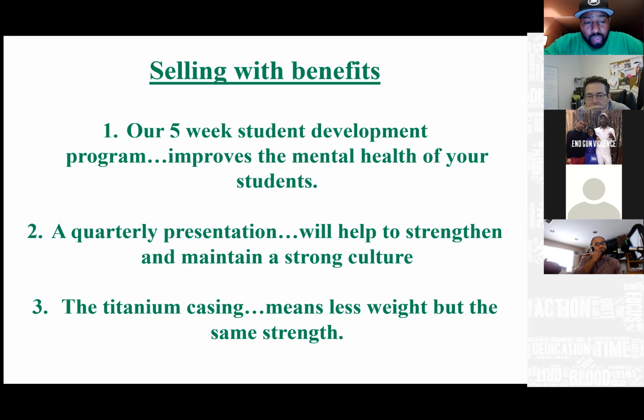So the last one is a titanium casing means less weight, but the same strength. So the feature, the titanium casing, the benefit, less weight, but the same strength. So somebody who's worried about keeping the weight down so they can keep speed or so they can fly higher, whatever it is, but they still have the same strength, you just got their attention, right? So you always talk feature and you talk benefit. You link benefit to it as well. Any questions?